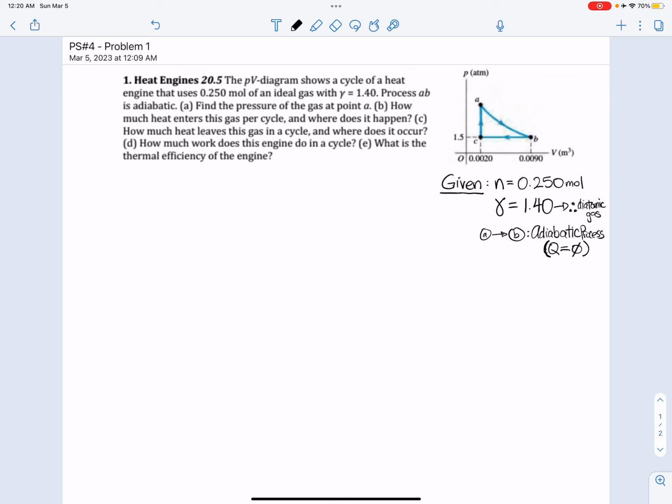Okay, so we could start with solving the problem. For part A, find the pressure of the gas at point A. So we're looking for the pressure at point A. I know that the process from state A to state B is adiabatic, so therefore Q, heat transfer, is equal to 0. What else do I know for an adiabatic process?